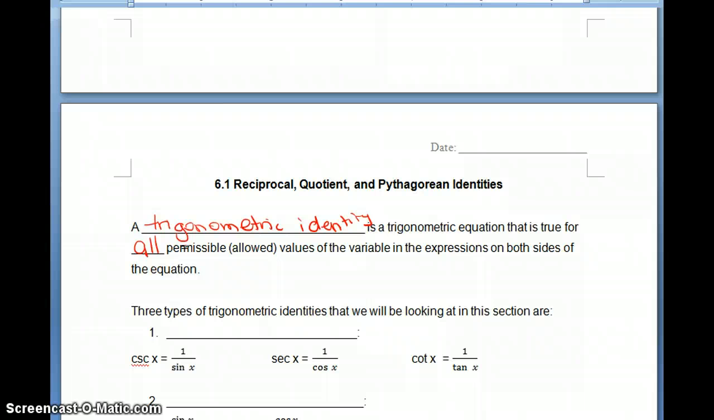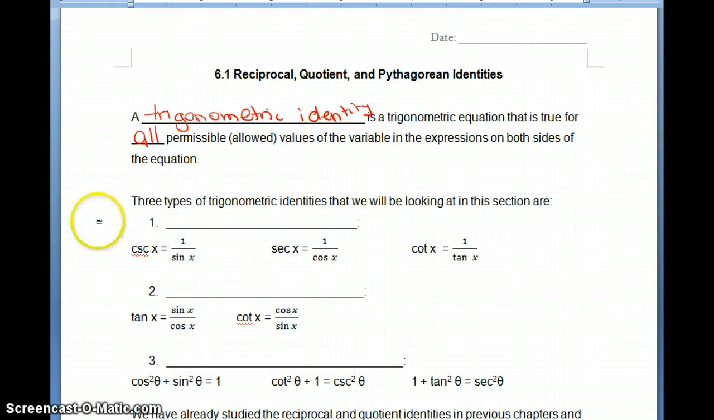Remember that non-allowed values are where you're going to have undefined. If we're looking at the tangent function, pi over 2 or 90 degrees, those all have undefined values, so those are examples of non-permissible values. And it has to be true for all permissible values on both sides of the equation. We're going to be looking at the three types, which I've already stated. Our first one is our reciprocal identities.